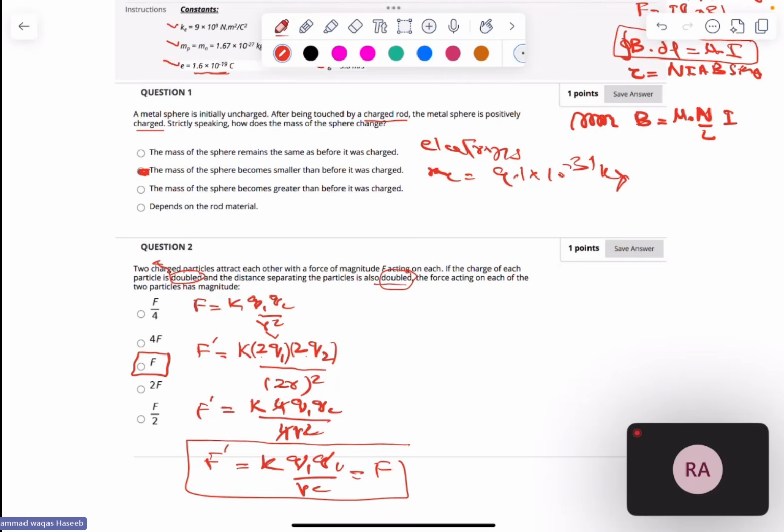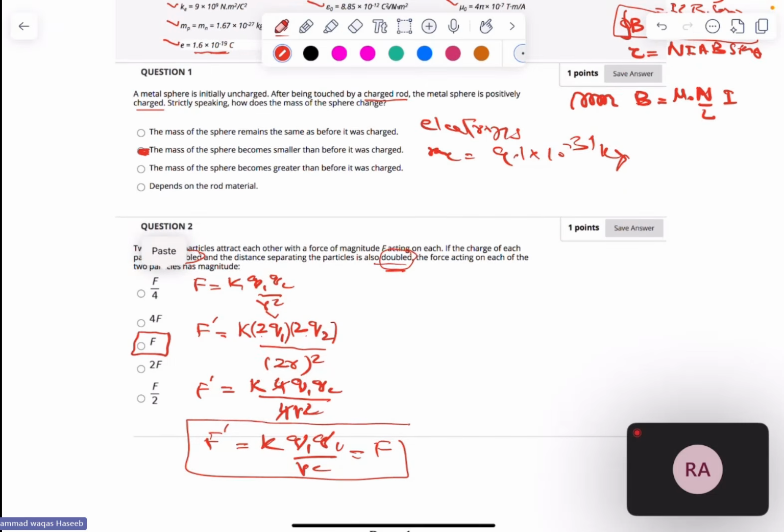then, or if the distance is doubled, then the force gets halved, and vice versa for many different situations. You can check with this. If one is doubled and the other is doubled, and if the distance reduces to half, the force gets increased because they are directly proportional and this is inversely proportional. If the charges increase, force increases. If the charges go down, force goes down. If the distance between the charges increases, the force goes down.